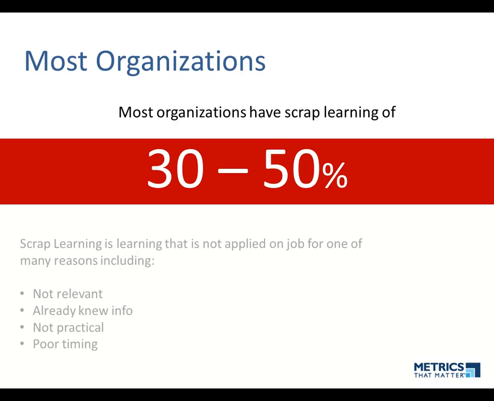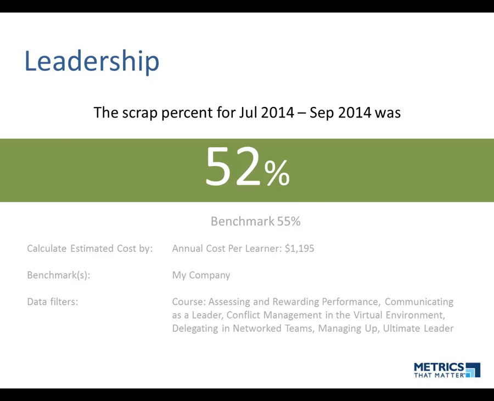When you open the PowerPoint output, you're given a general overview describing scrap learning. You're then given scrap learning for this particular Instant Insights widget. It tells you how cost was calculated, the benchmark used, and filter items that were used for the widget. In this case, you can see that the widget was filtered to 6 courses related to leadership.